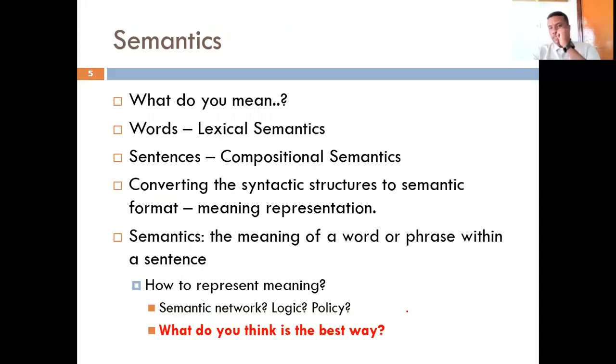So the question is, what does it mean? What does a specific word mean? What does a phrase mean in that context? Mind you, if you don't have a context, then semantics is not going to be really analyzed. It has to be within a context. That is very important. What do you understand from this word?